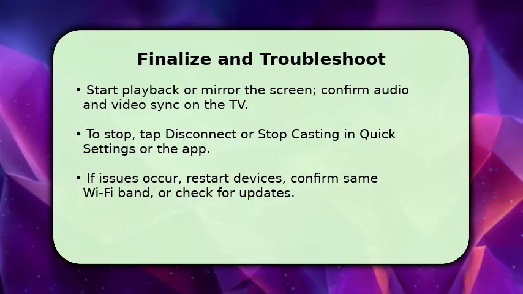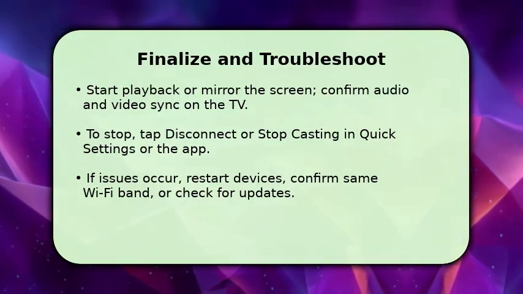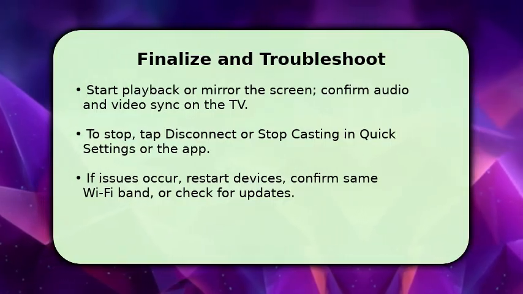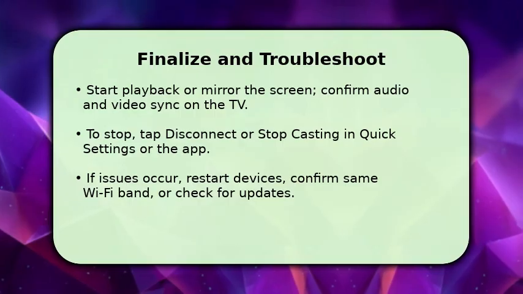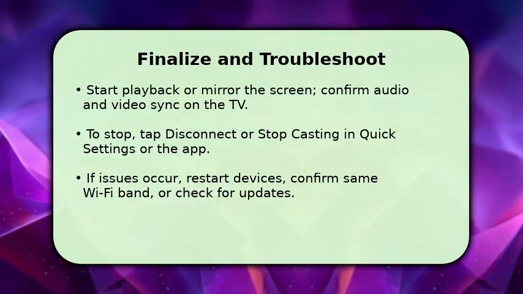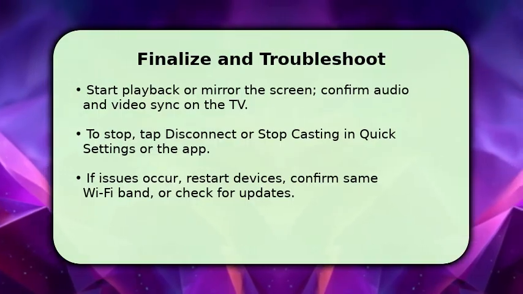If the cast fails, try one quick troubleshooting step. Restart your phone and the receiver. Make sure both use the same Wi-Fi band too. 4 versus 5 GHz can matter. And install pending firmware or app updates to resolve compatibility problems.